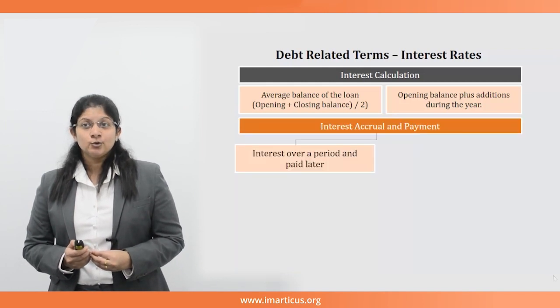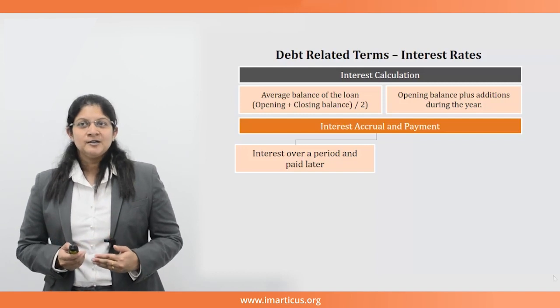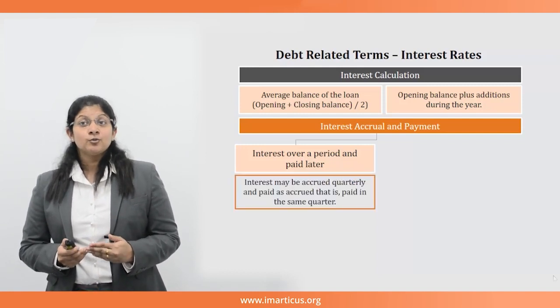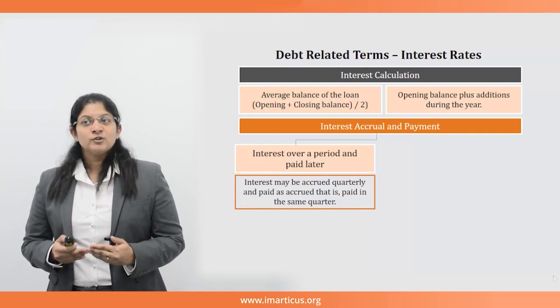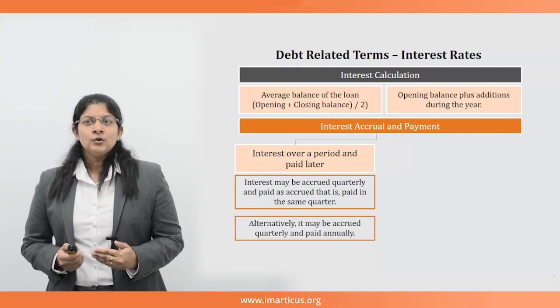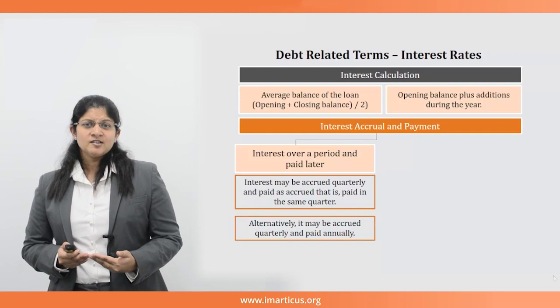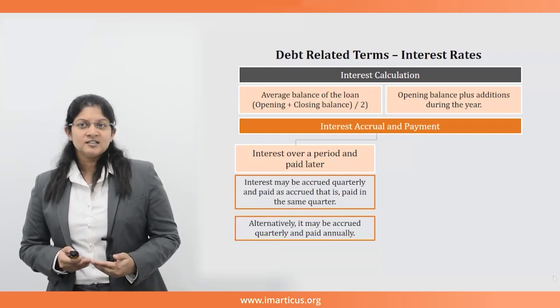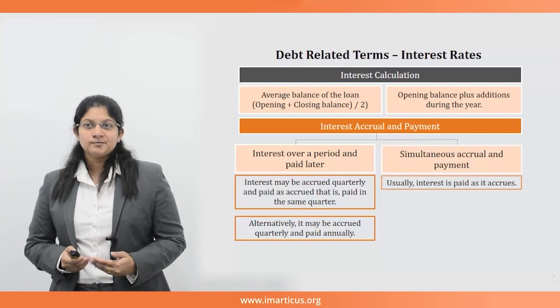Interest can be accrued over a period and paid over a different period, or the two may be simultaneous. This means interest may be accrued quarterly and paid as accrued, that is paid in the same quarter, which means the P&L entry and cash outflow would occur in the same period. Alternatively, it may be accrued quarterly and paid annually. Although this is not a common arrangement, we have seen it in some cases. Usually, interest is paid as it is accrued.